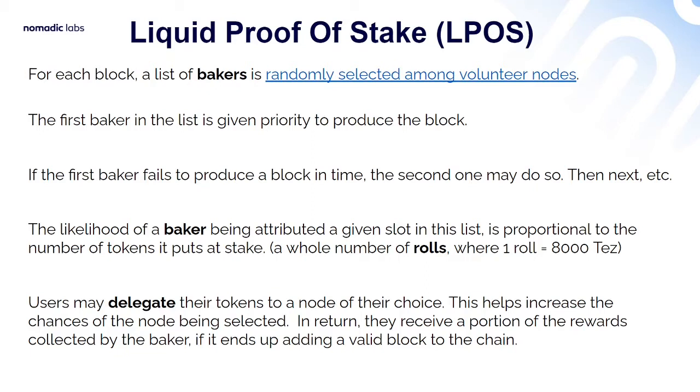Also, users may delegate their tokens to a node of their choice. This increases the chance of that node being selected, and in return, these users receive a portion of the rewards that the baker may collect, in particular if it ends up adding a valid block to the chain.